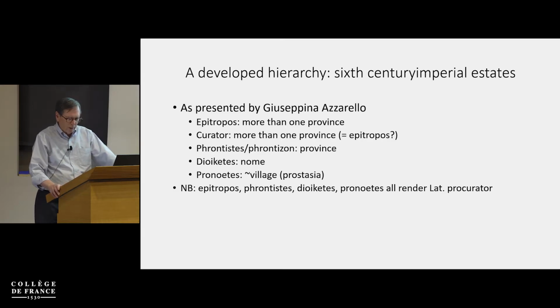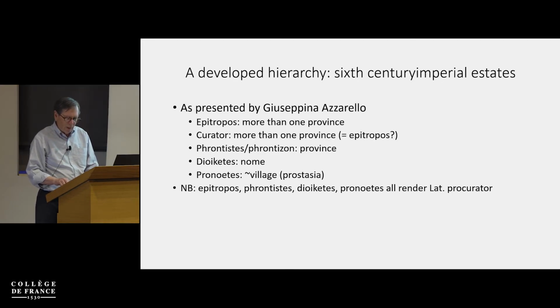We'll begin with an example that is late, but at a high level, showing us what a managerial hierarchy could look like. This is the administration of imperial estates in Byzantine Egypt, for which we have a recent analysis by Giuseppina Azzarello. She describes a 4 or 5 part structure with some slight uncertainties.